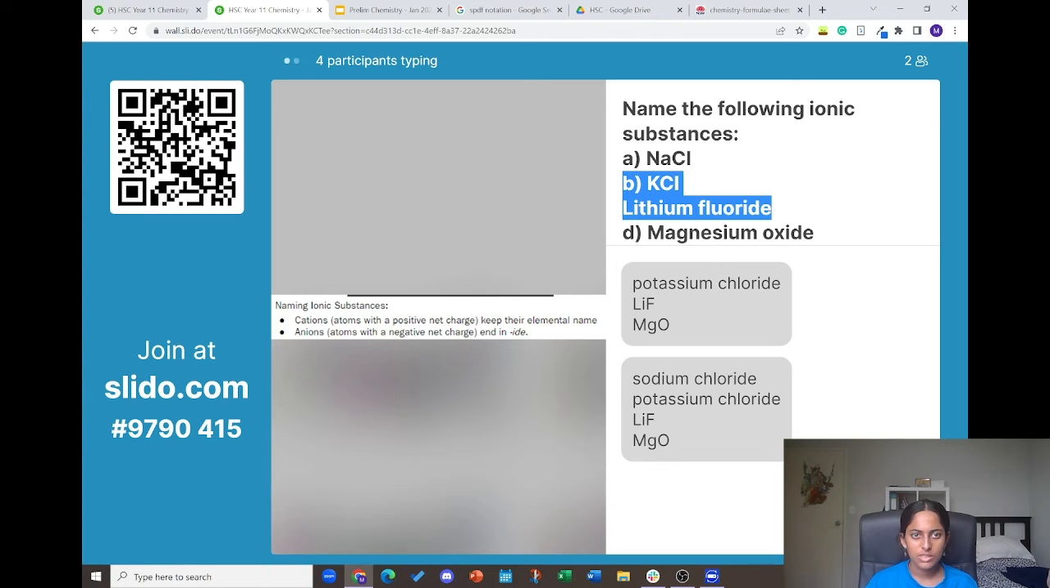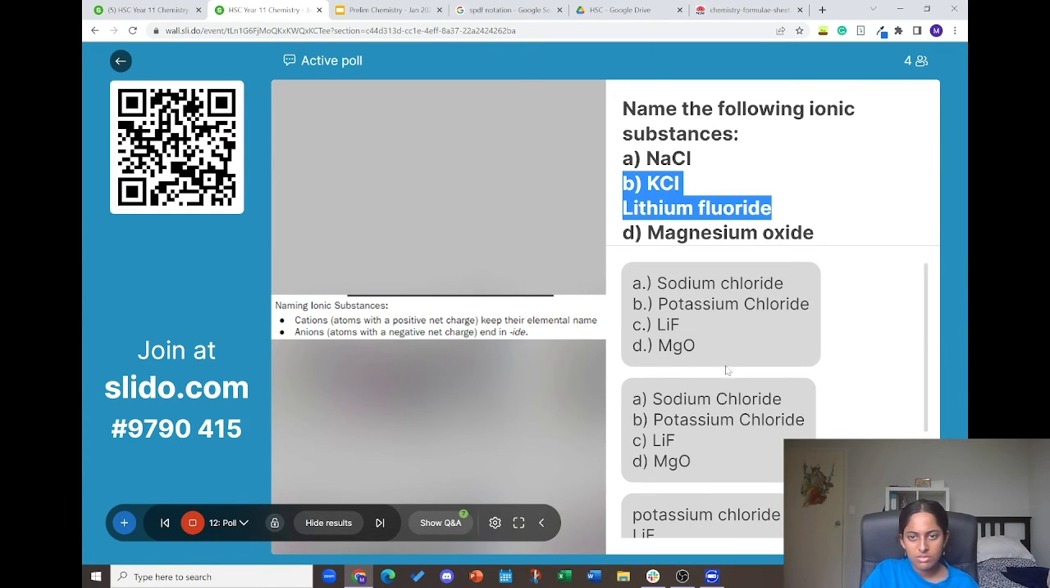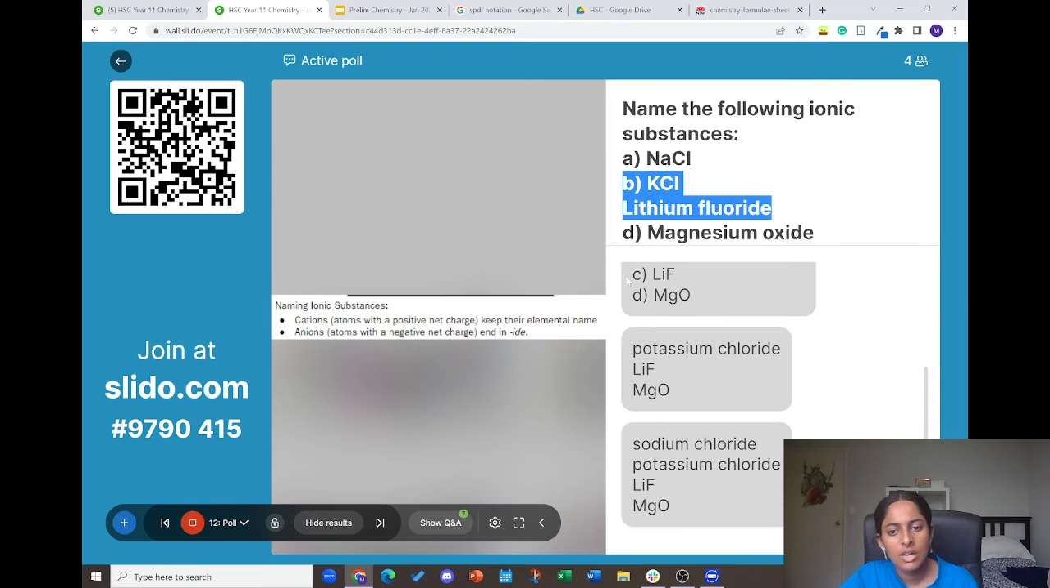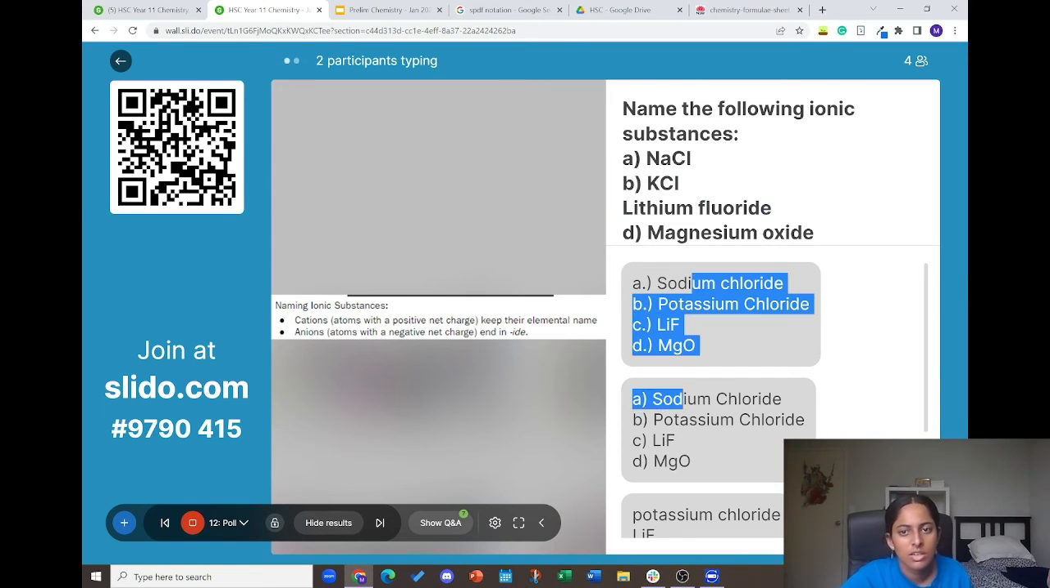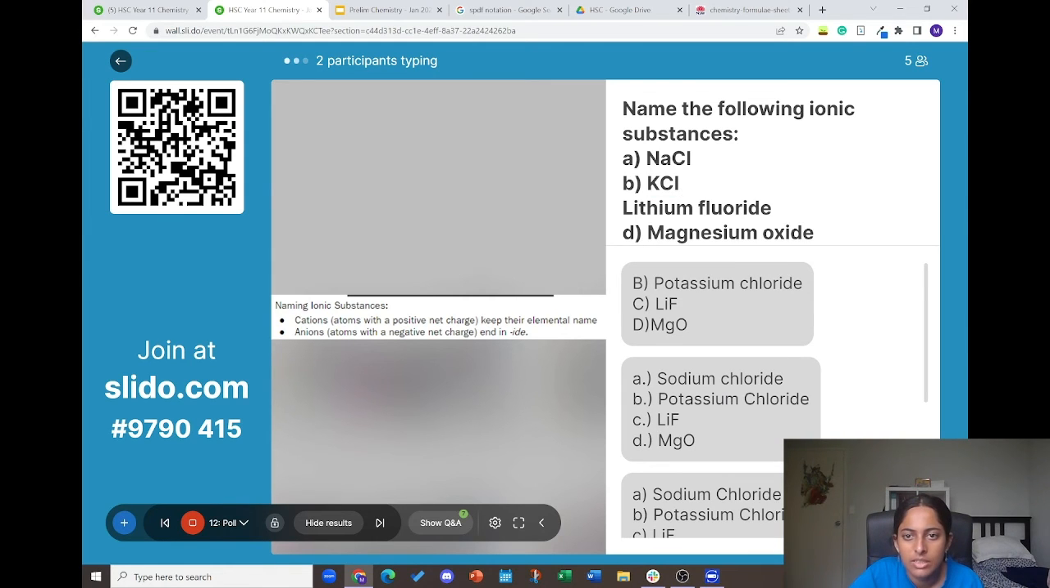So far so good. Does anyone have any other answers? Yep, that's good. Looks like everyone's getting the same thing. So yeah, whoever wrote these answers are correct. It's K for KCl, it'll be potassium and then chlorine will change to chloride.